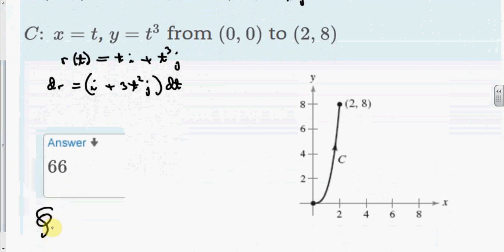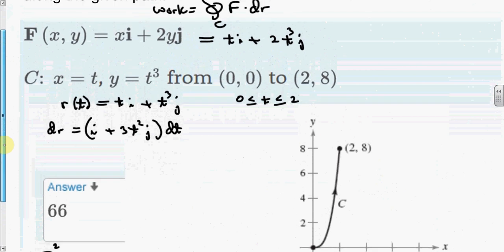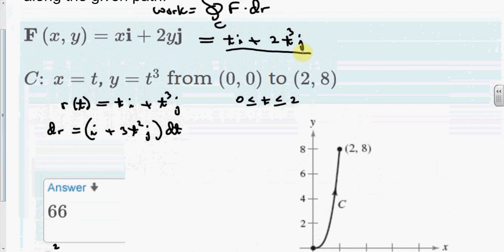This is the line integral. Here, t is going from 0 to 2. You pick up the 8 because y is equal to t to the third, so we get those values there. So this is the line integral from 0 to 2. F, capital F, is this ti plus 2t cubed j.